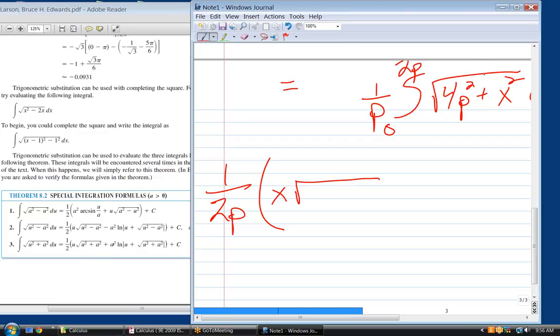What are u and a in here? Well, u is x, a is 2p, because we have the square root of 4p squared plus x squared. And remember, the variable always has to be whatever you're integrating by. In other words, this du tells us that the variable is u, the constant is a.